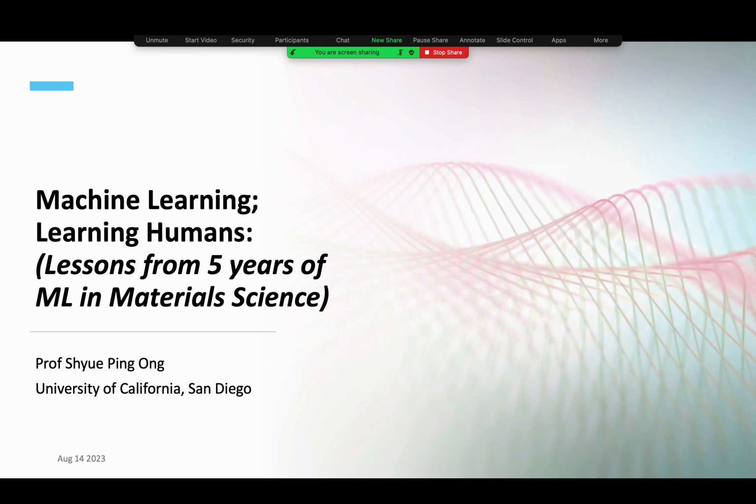Now, I know this is a catalysis section, but I don't do catalysis, unfortunately. So there will be no catalysis examples in the talk. However, I do believe that a lot of the lessons that we have learned will be applicable to machine learning in the catalysis domain as well, okay?